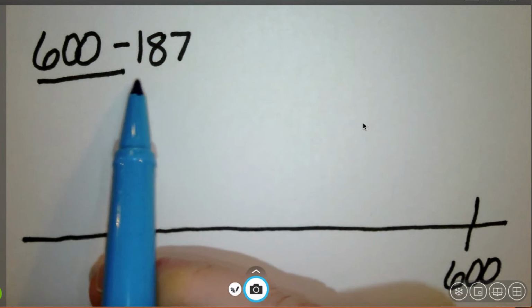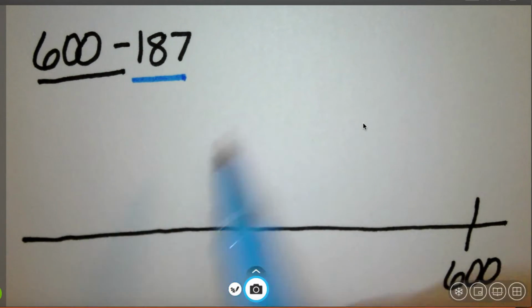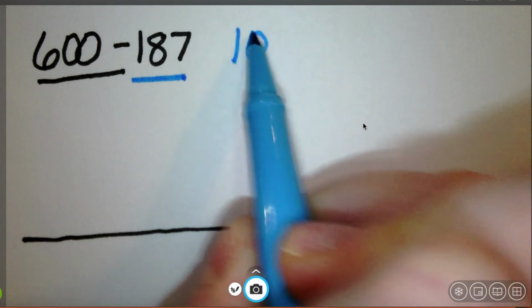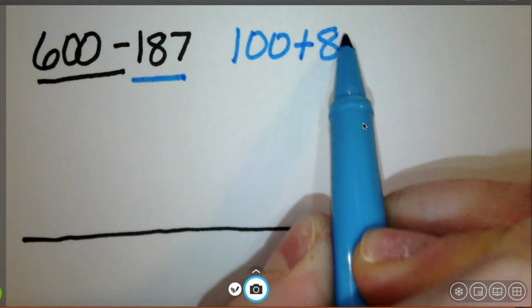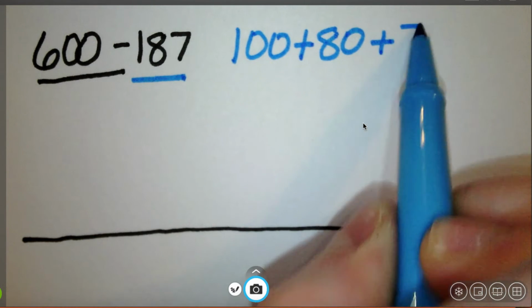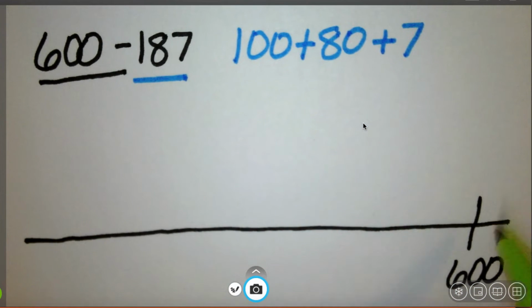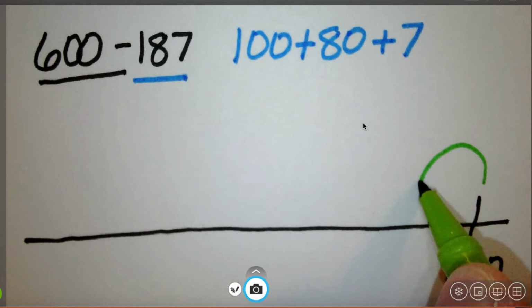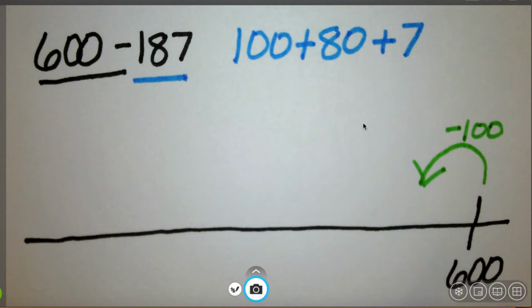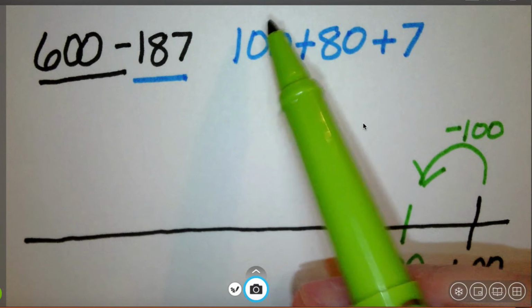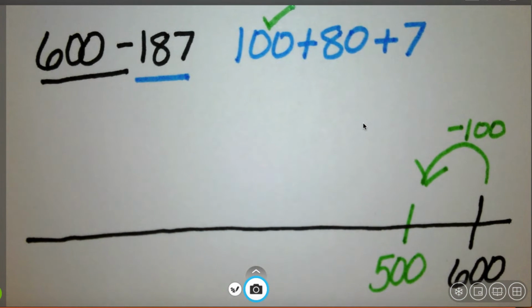Now, I'm going to take the number I'm going to subtract and I'm going to break it up into expanded form. So 100 plus 80 plus 7. Now I'm going to start by subtracting my 100. So I'm going to just make one open jump, subtracting 100, and that is going to get me to 500. And then I'm going to check it off so that I know I used it.